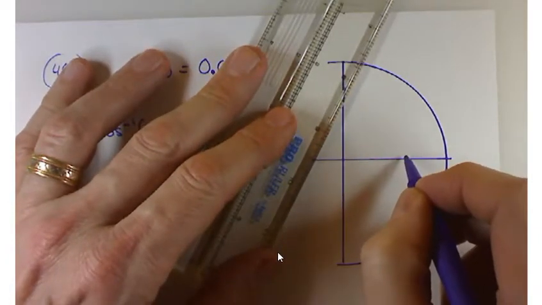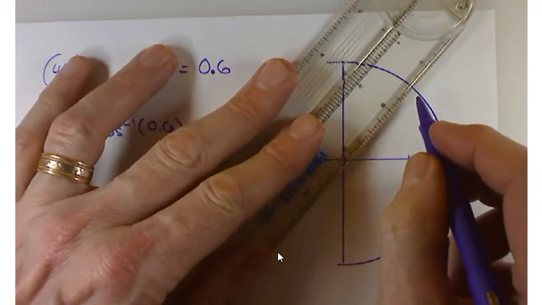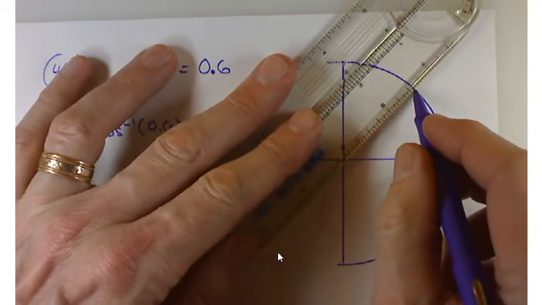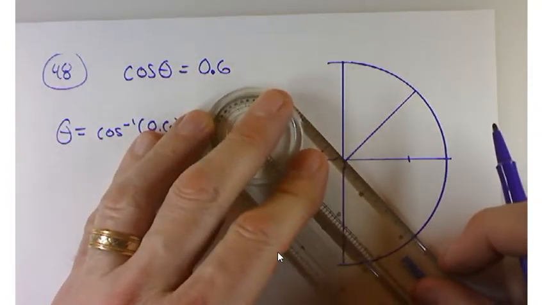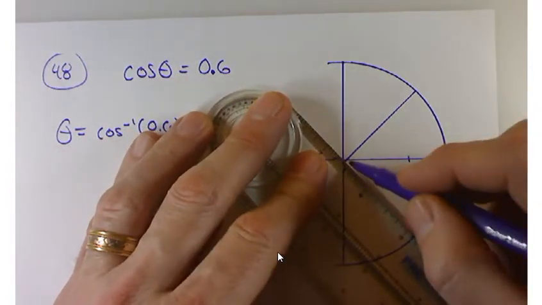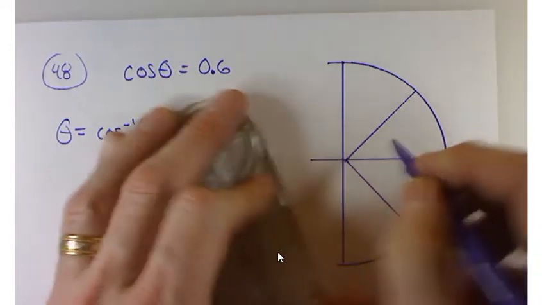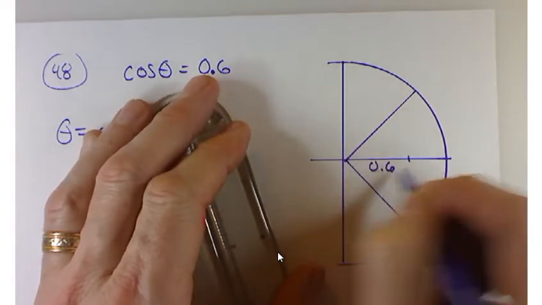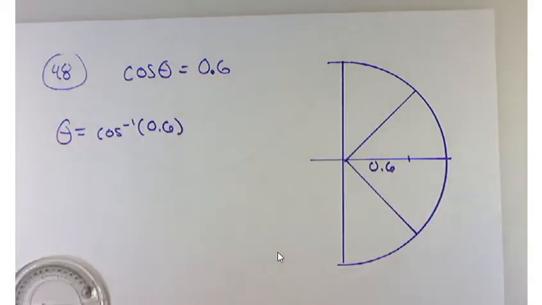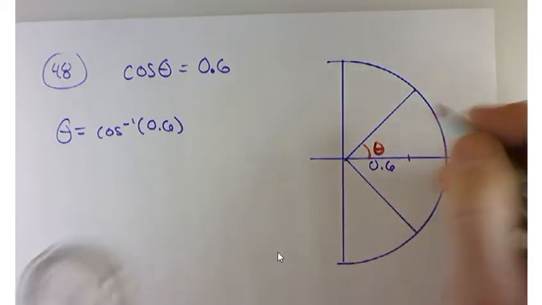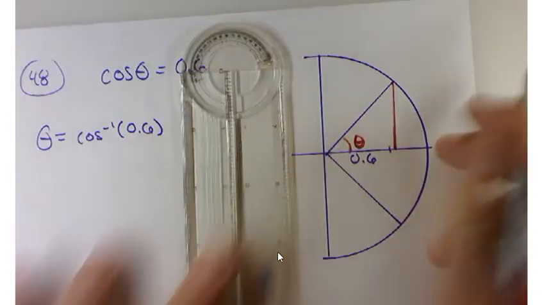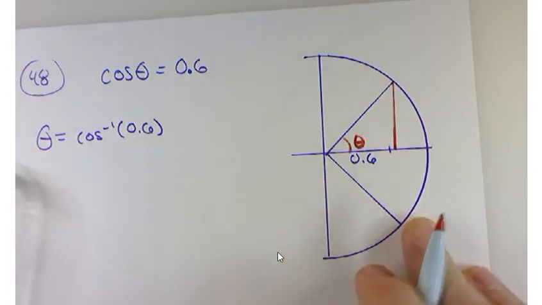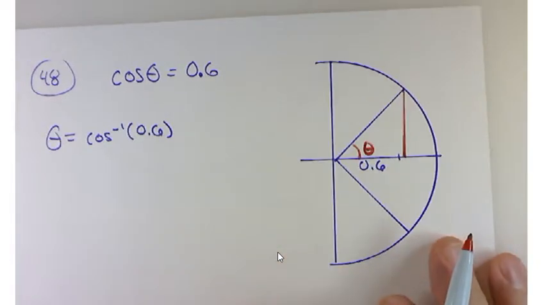So 0.6, call it about here. There. And here. 0.6. So what this is saying is we want to find the angle, call it theta, whose y-coordinate is about 0.6. All right, so I missed a little bit there. No big deal.